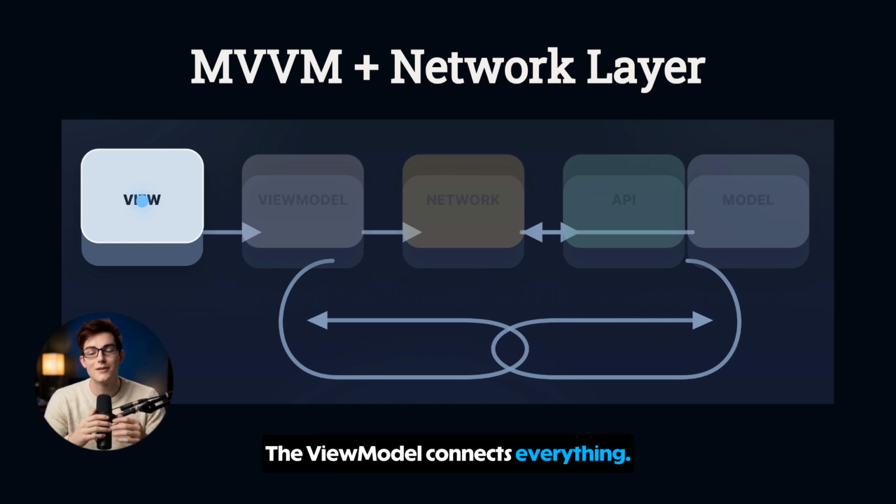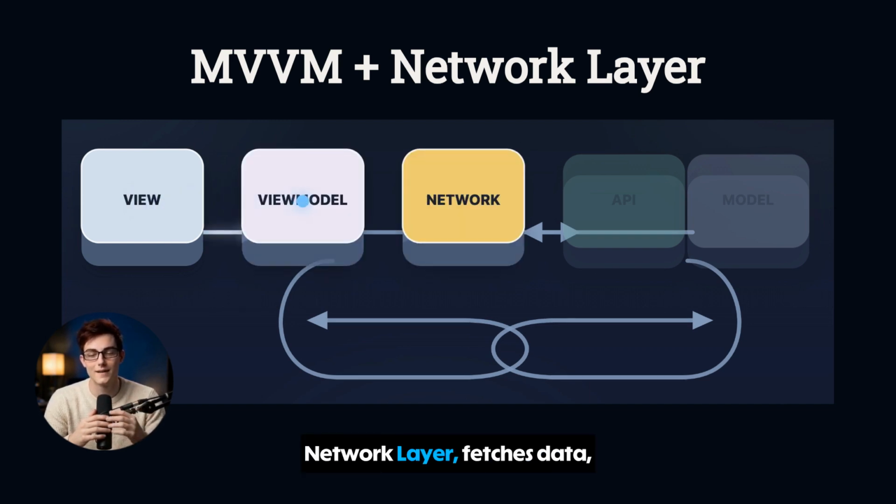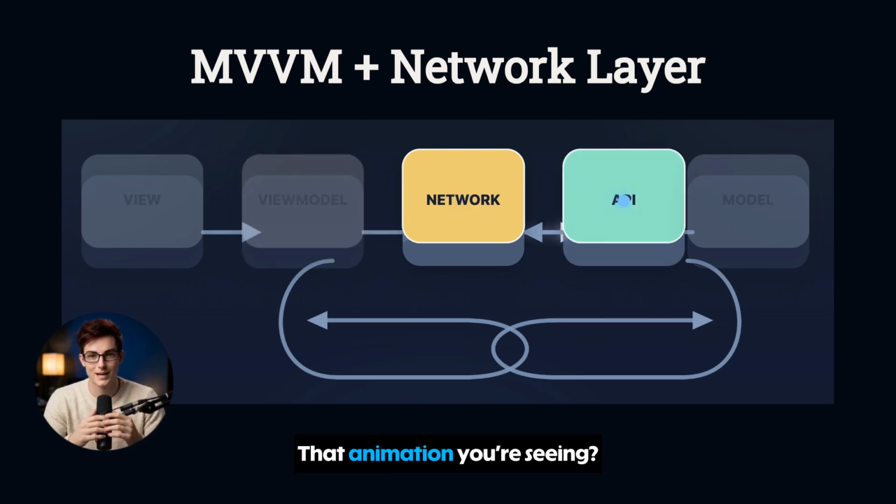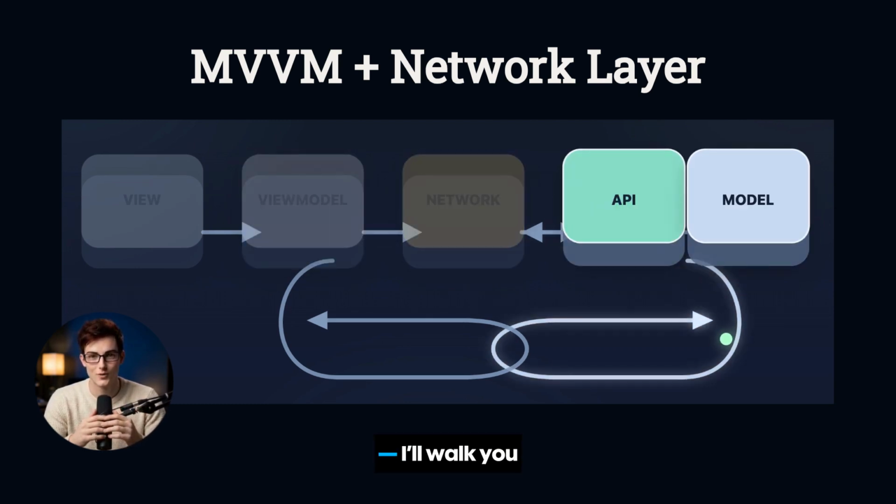The view model connects everything. It talks to the network layer, fetches data, transforms it into models, and updates the UI. That animation you're seeing? That's the full flow. I'll walk you through it. Let's start with the view.